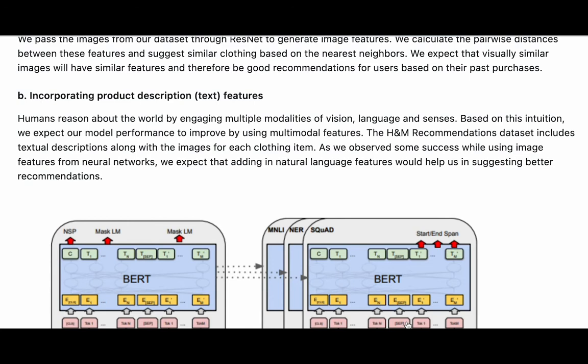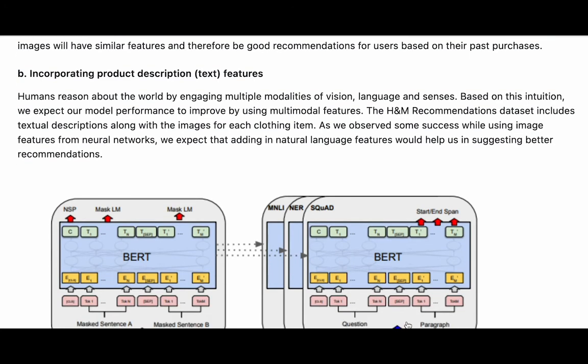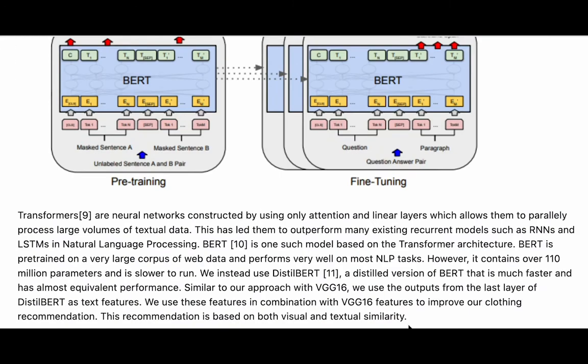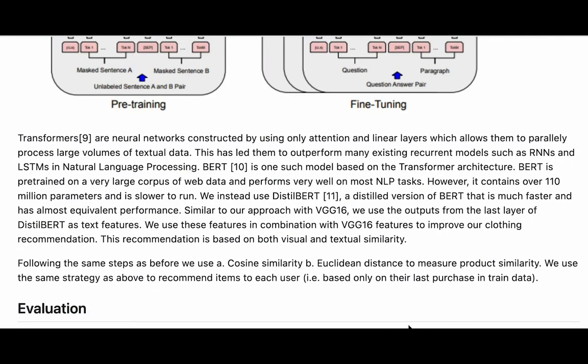Humans reason about the world by engaging multiple modalities of vision and language. Based on this intuition, we expect our model performance to improve by using multimodal neural network features. We use DistilBERT, a high-performing and relatively lightweight NLP model, to generate our text features from the text descriptions in our dataset. We use these features in combination with VGG16 features to improve our clothing recommendation. Following the same steps as above, we use A, cosine distances, and B, Euclidean distances to measure product similarity.